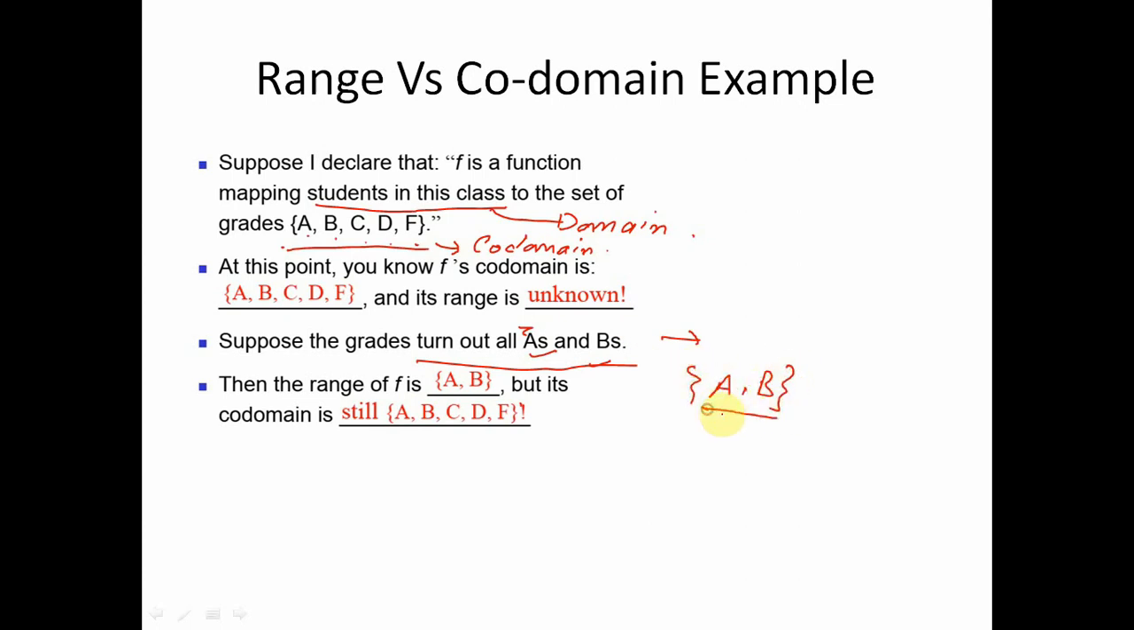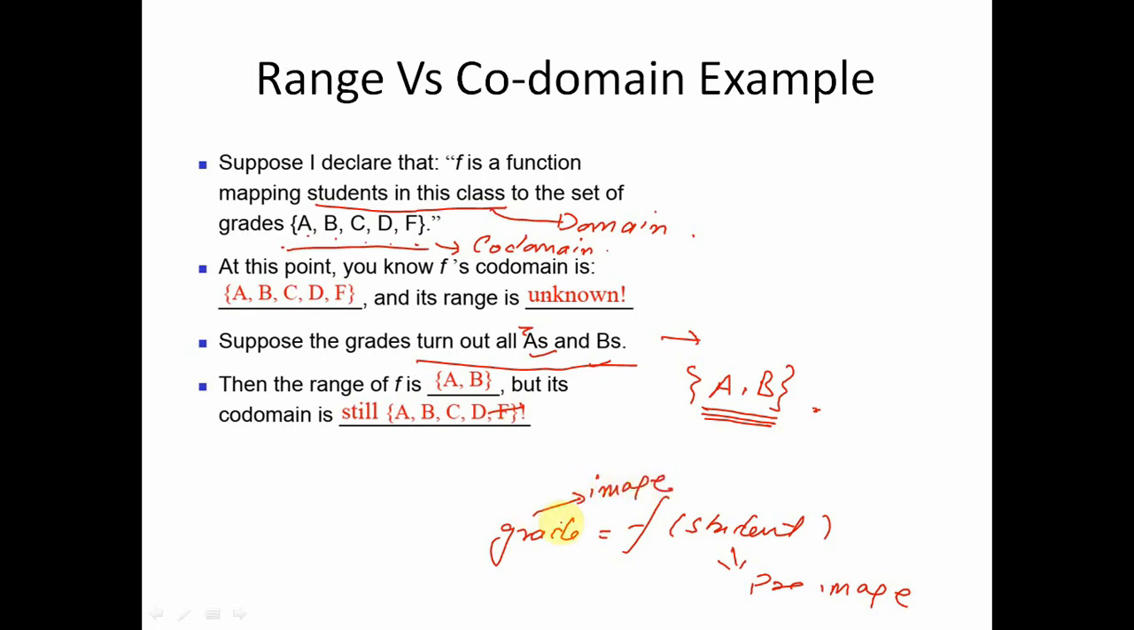Why? Because these are the only two values from the codomain that are being used as the images of the student. So I have, this is the grade is equal to function of student. This is the pre-image and this is the image. So the set of all the actual images is called the range, right? I hope this is clear by now. Right? Okay, let's proceed.